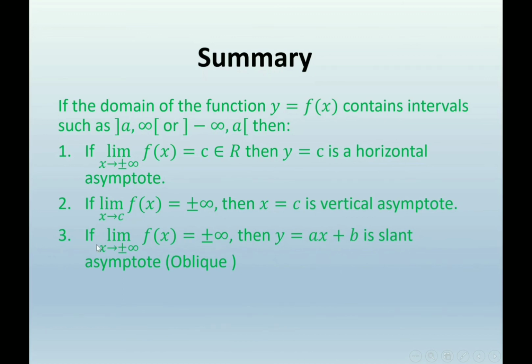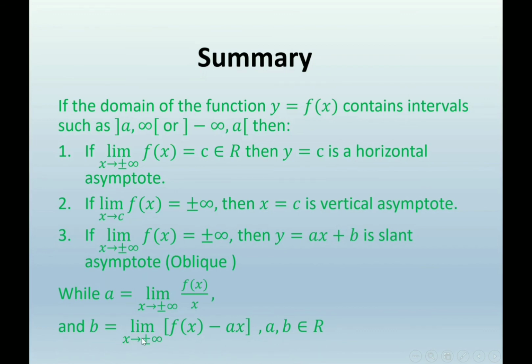The last type is the slant asymptote. If you want to find it, I give you many ways, and you can find more. One of them is: if the limit when x approaches plus and minus infinity of f of x equals plus or minus infinity, then the equation should be y equals ax plus b, which is the slant asymptote. This should be the condition to get that slant asymptote, where a equals the limit when x approaches plus and minus infinity of f of x over x, and b equals the limit when x approaches plus and minus infinity of f of x minus ax, and a and b should be real. This is one of the ways that you can find the slant asymptote. I give you more, and you can get more.